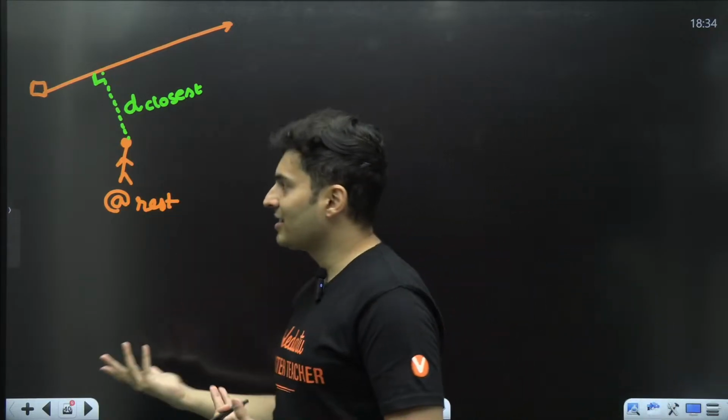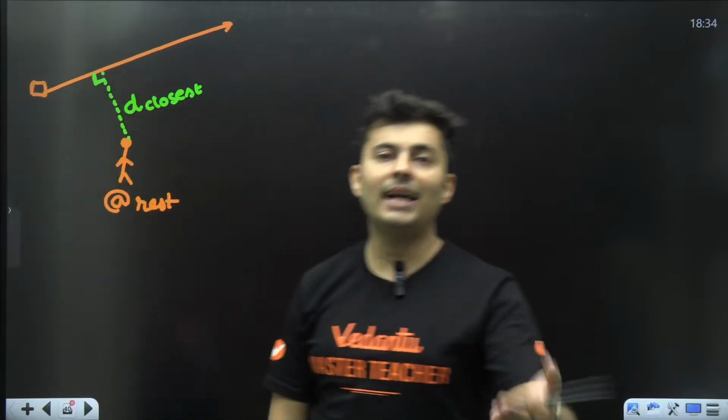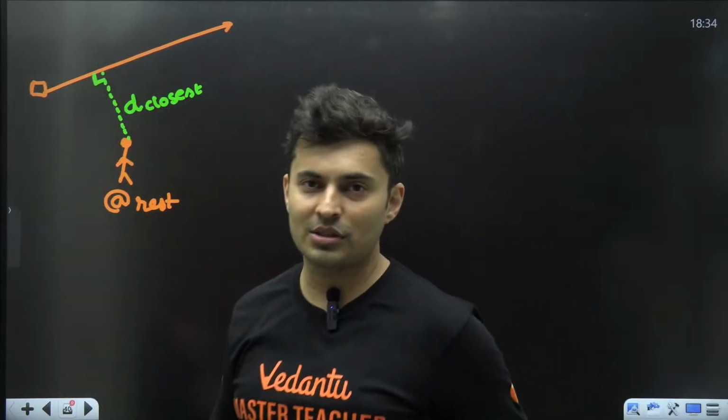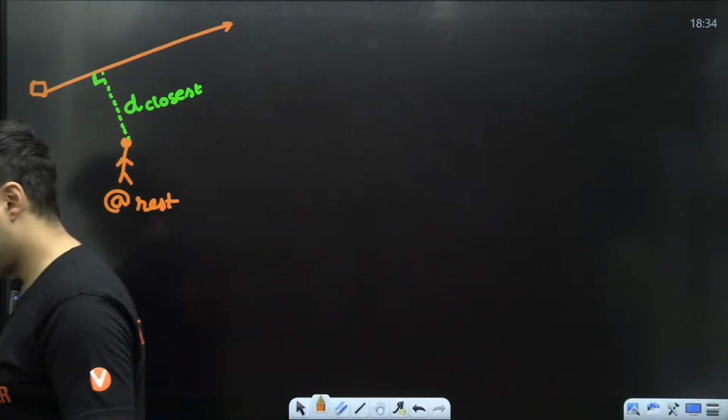Make one of them at rest, you will see the other one going at an angle. Drop a perpendicular, that would be the closest distance of approach. So basically bring one of the objects at rest.